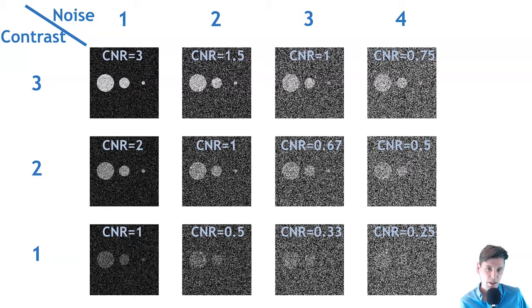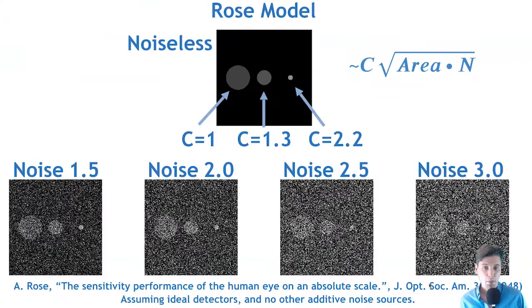And somehow there's also a relationship between the size of the object. Albert Rose did a study in the 1940s and published what's called the Rose model, where the SNR of our visual system goes like the contrast of the lesion, and also like the square root of the area of the lesion here.